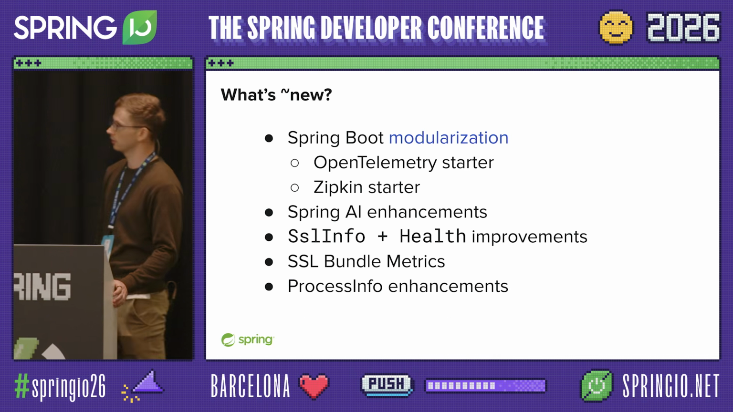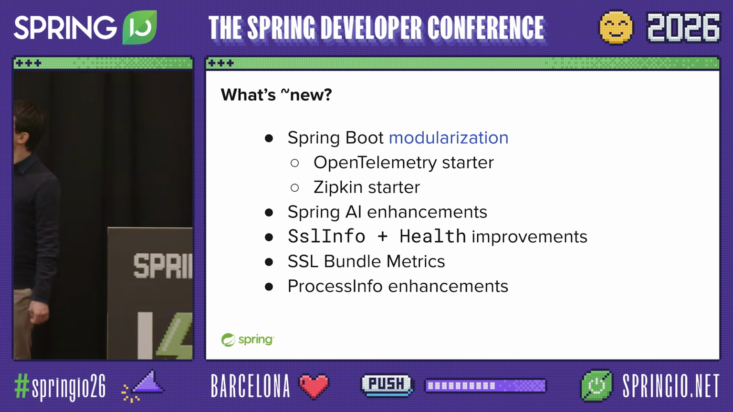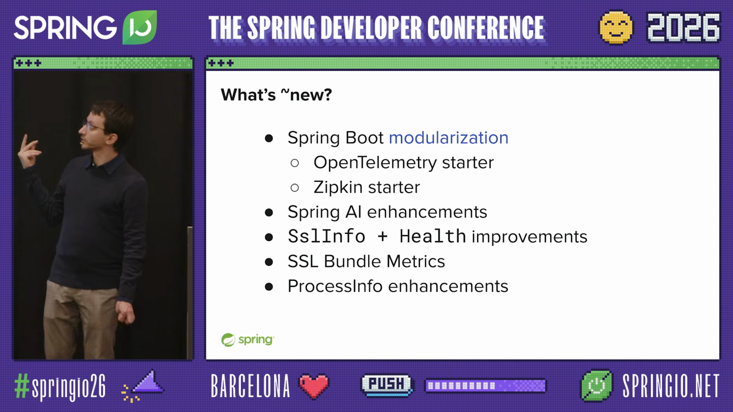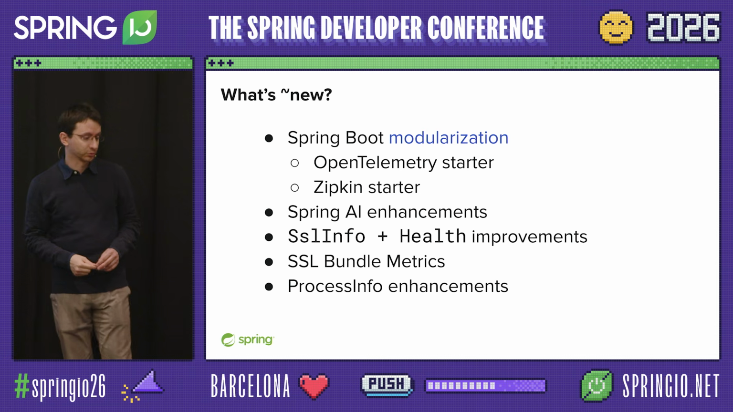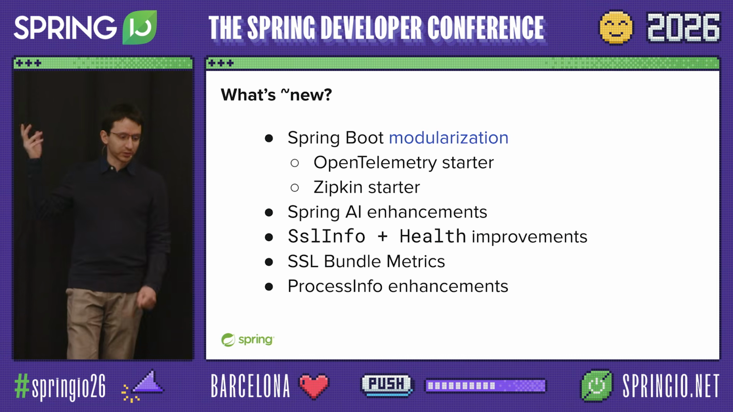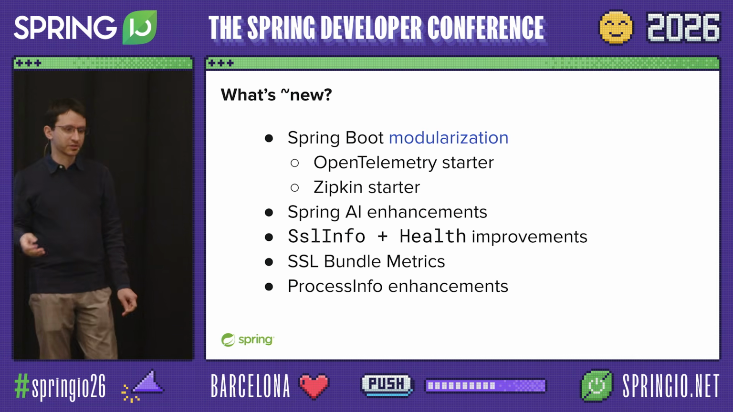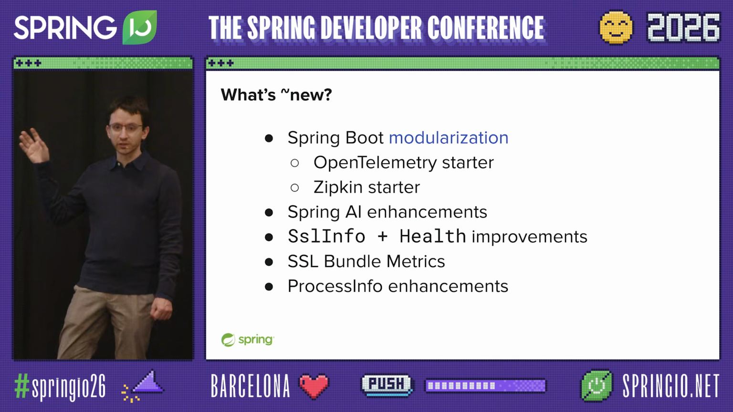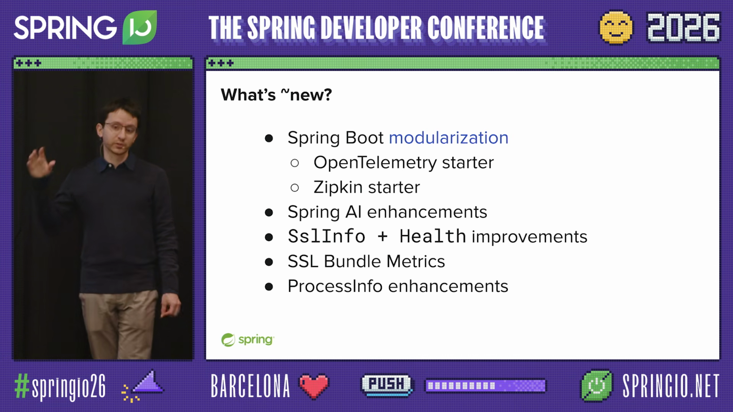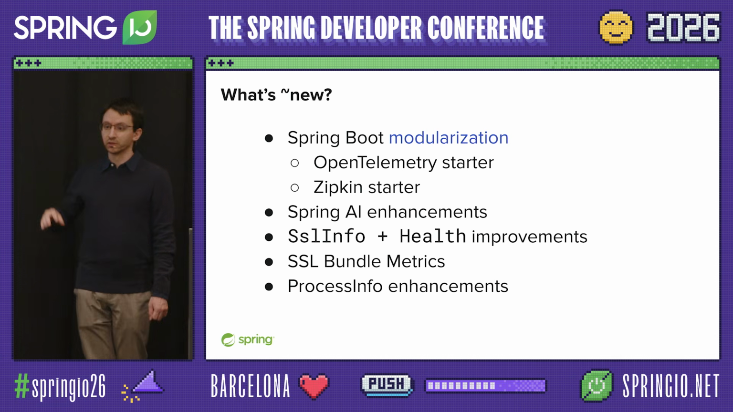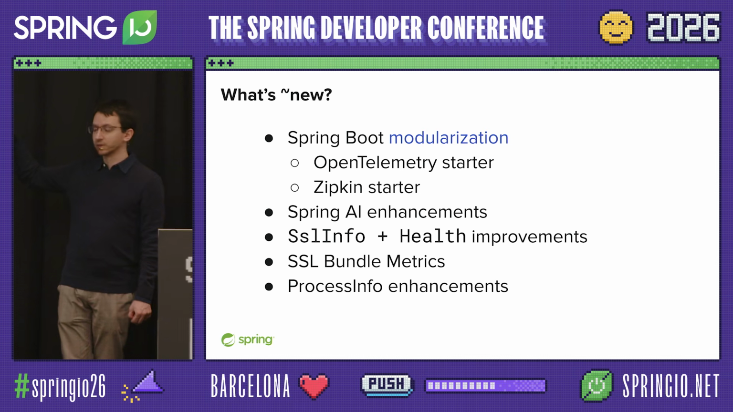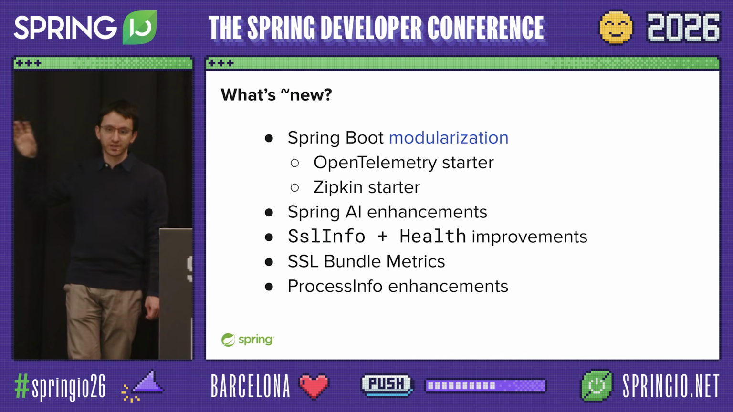Yeah, so as we mentioned earlier, there was some modularization in Spring Boot. So we now have new modules. That's how the OpenTelemetry starter and the Zipkin starter are there. And look into the migration guide of Spring Boot 4, because that will contain all of these new modules. Not just these are included, but basically everything. Every single technology that Spring Boot supports now has a new module and starter as well.